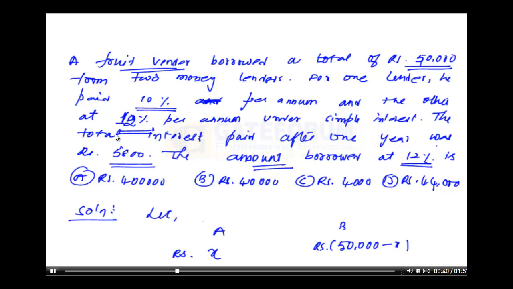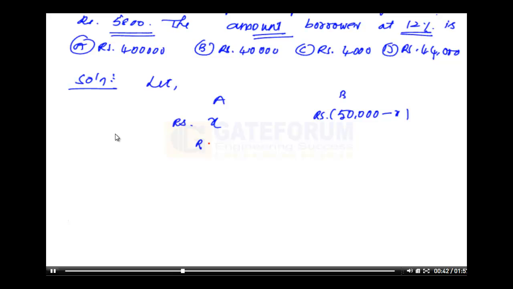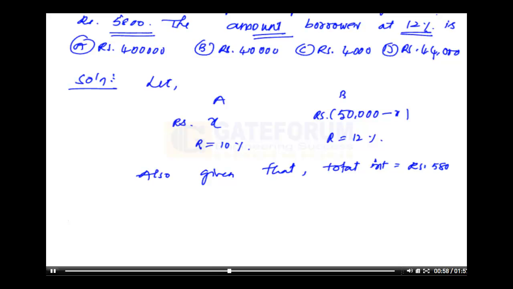And also let us assume that the rate of interest for A is 10%, whereas the rate paid to B is 12%. Also given that the total interest is rupees 5,800 after 1 year.